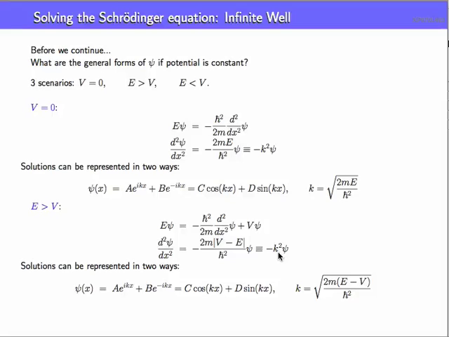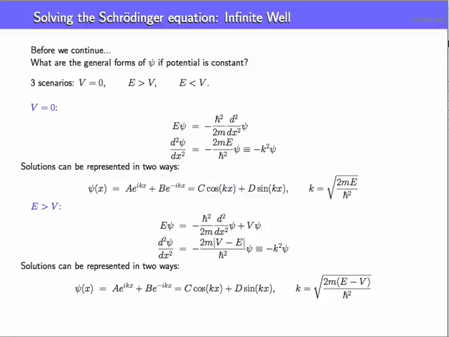This will be understood as we go along. But again, we get the same type of solutions, either complex exponentials or sines and cosines. And whichever you use, you can choose depending on the context and whichever is easier. And here, k is the square root of 2m(E minus V) over h bar squared.